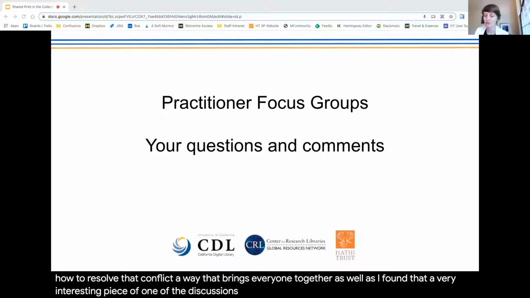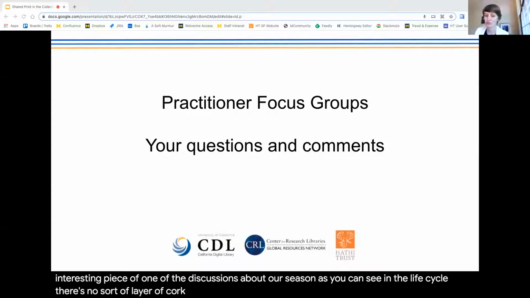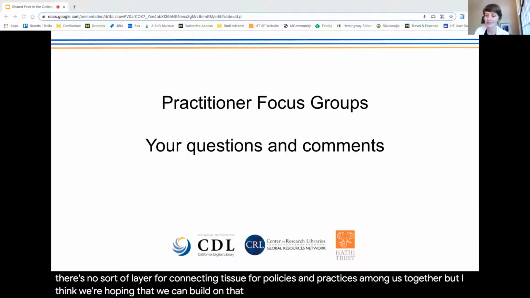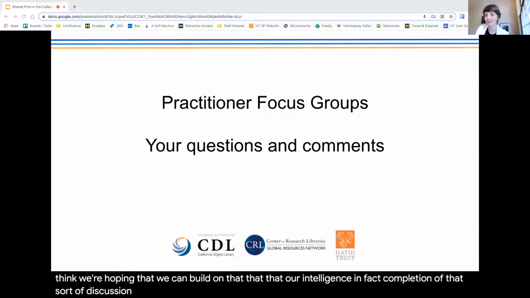We didn't talk too much about policies, and as you can see in the life cycle, there's no layer or connecting tissue for policies and practices that bring us together. But I think we're hoping that we can build on that. Allison and Heather, do you agree with that representation of the discussion in that focus group?